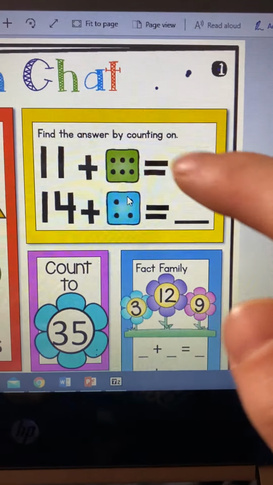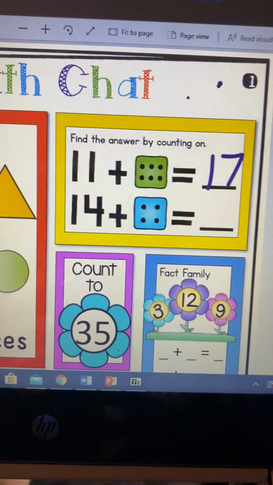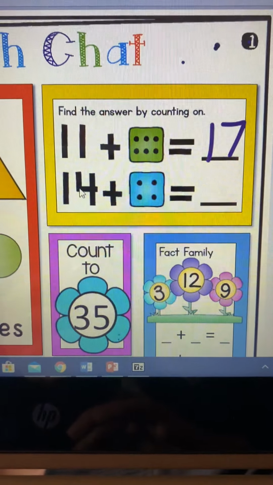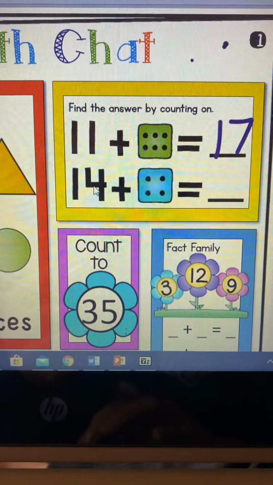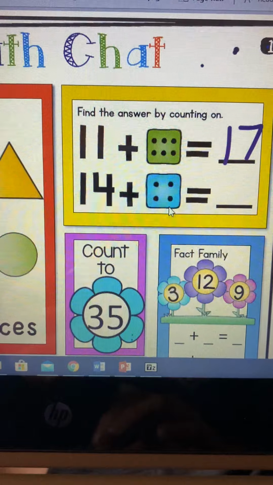So we just talked about that. Remember, it's a teen number, so the 1 comes first. And 17, we need a 7. 1, 7 is 17. I'm going to go ahead and give you a second to try this one on your own. Remember, put 14 in your head and count up from there with the dice, with the dots on the dice. So go ahead and try that.